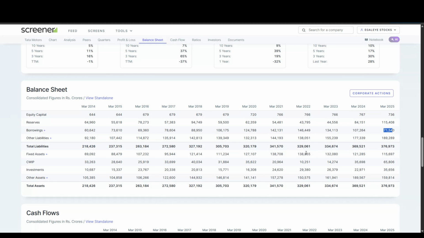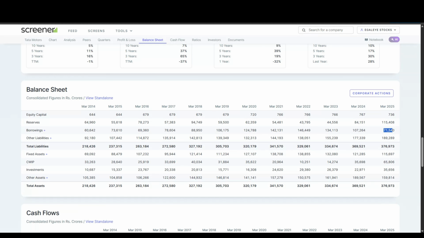Let me give you an example. If your friend is asking you for money, and he already has borrowings, or has already taken a loan from somebody, and you are aware of it, would you like to invest in him? Of course not, right? That is the case here.